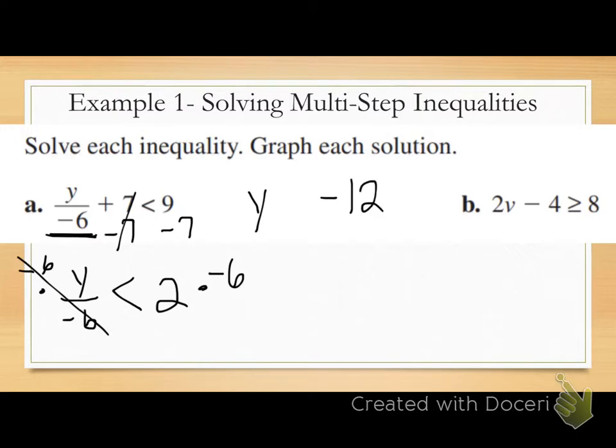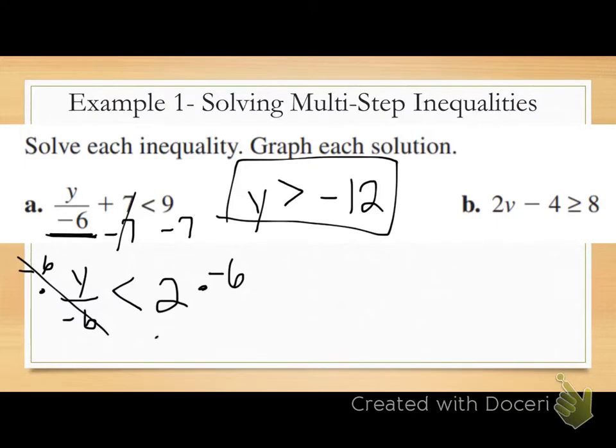Negative 12. And after this step, does my inequality symbol flip or stay the same? Flips. Why does it flip? Yeah, I multiplied both sides of my inequality by a negative 6. So I've got to flip from less than to greater than. Is y now by itself? Yeah. Any confusion there? Like I said, just like solving equations, we still have to pay attention to multiplying and dividing by negatives. Questions on A before I graph it?